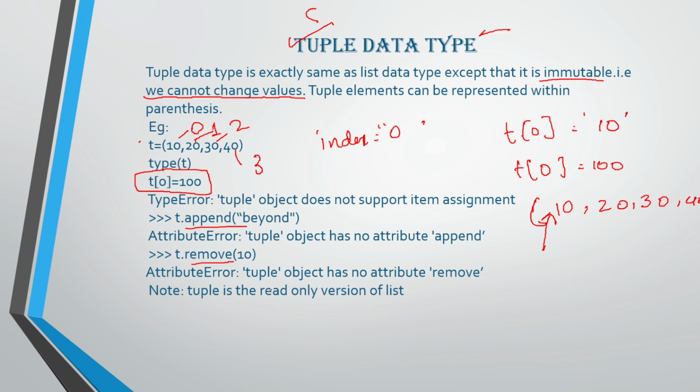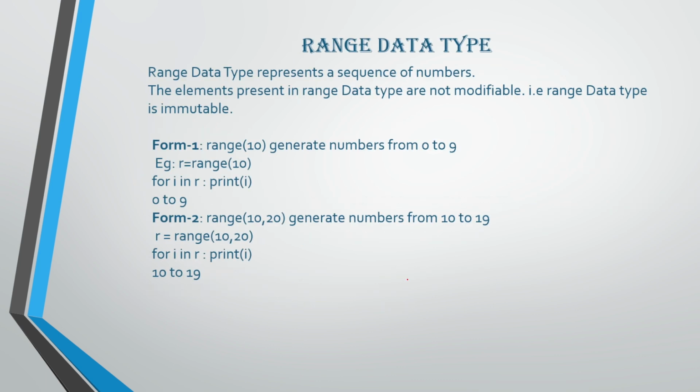So tuple is the read-only version of the list. List is mutable. We can change the values. We can append the value. We can remove the value. We can insert a certain value at a particular index. But when we talk about the tuple, this does not change. It is a read-only version of the list, as we can see here. Let us see the next one.